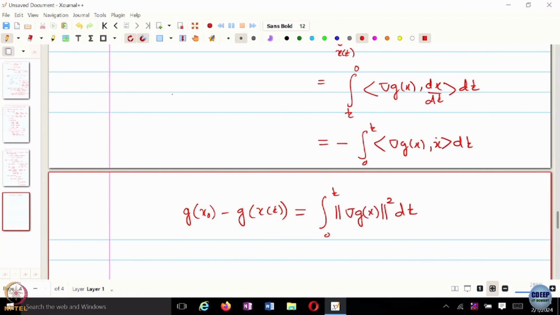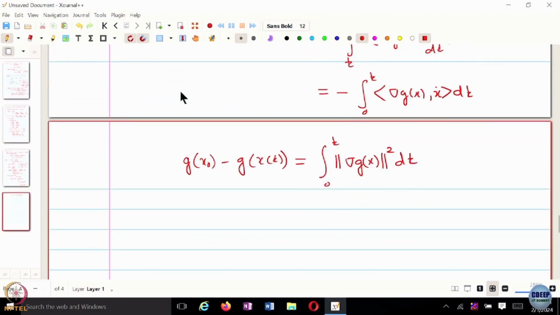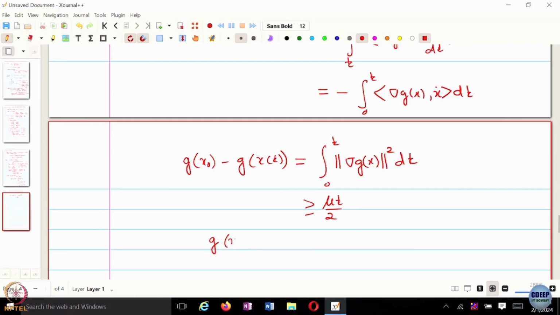Okay. And from inequality 2, we have this constraint on the gradient of g of x squared. So this is greater than or equal to mu t over 2. What do we know about this particular function g? g is a positive invex function, right? So from here we have g of x t is less than or equal to g of x naught minus mu t over 2.